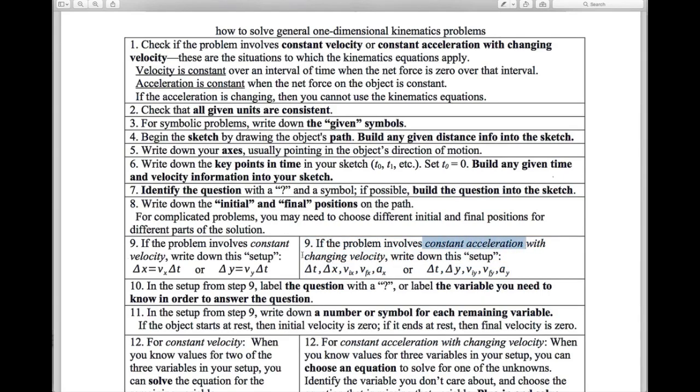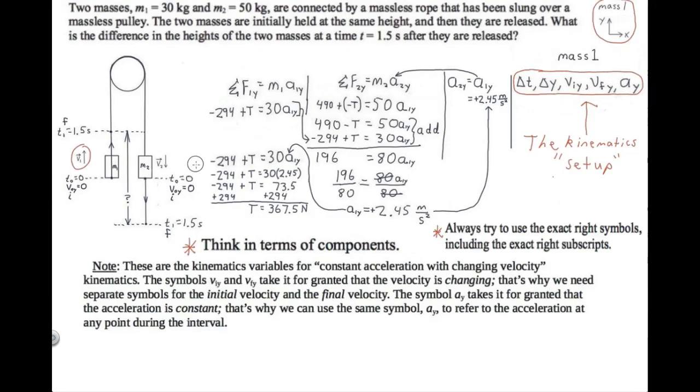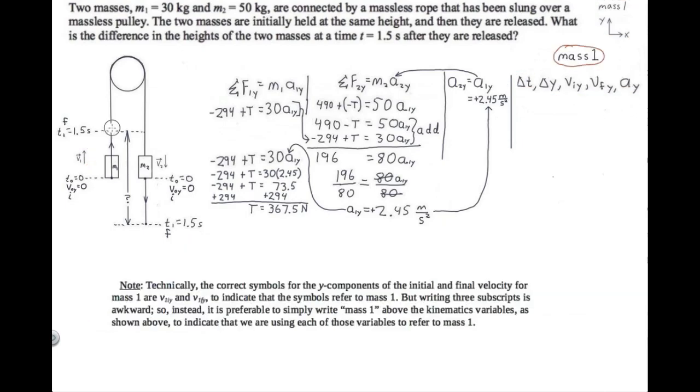For constant acceleration with changing velocity, the kinematics setup consists of simply listing the 5 kinematics variables, like this. The objects are moving only in the y component, so we will be applying kinematics only to the y component. So we write down the kinematics variables specifically for the y component: delta t, delta y, v initial y, v final y, and a sub y. We use the symbol delta y rather than delta x, and we use y subscripts for the velocity and acceleration variables. Because they're connected by the rope, both masses will travel the same distance. So we only need to apply a kinematics equation to one of the two objects, say mass 1.